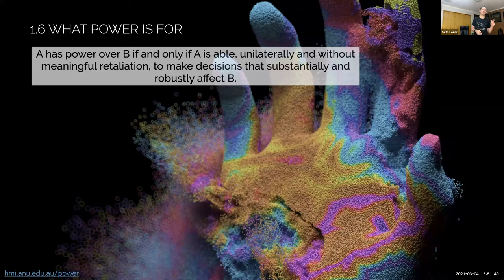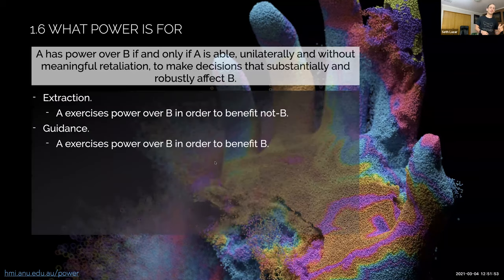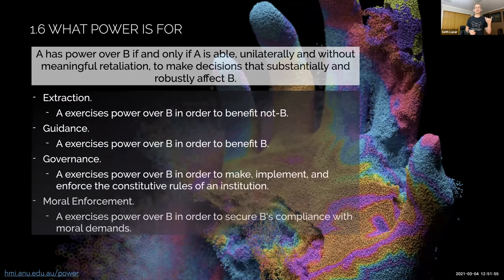I wanted to do one last bit on the purposes of power. This is really quick. I just wanted to distinguish between a couple of things. On the one hand, you can use power to benefit the person you have power over. That's paternalism. That's benign. It's not necessarily problematic, but you're trying to benefit the person you have power over. That's the kind of power I have over my son in the room next door, my 9-year-old. I have power over him in such a way that I'm trying to benefit him.